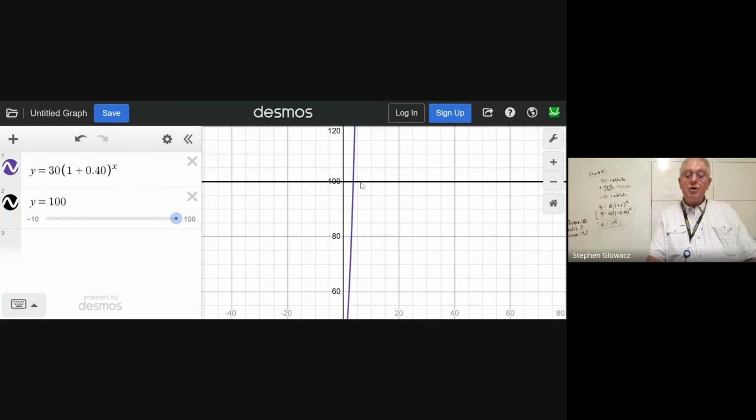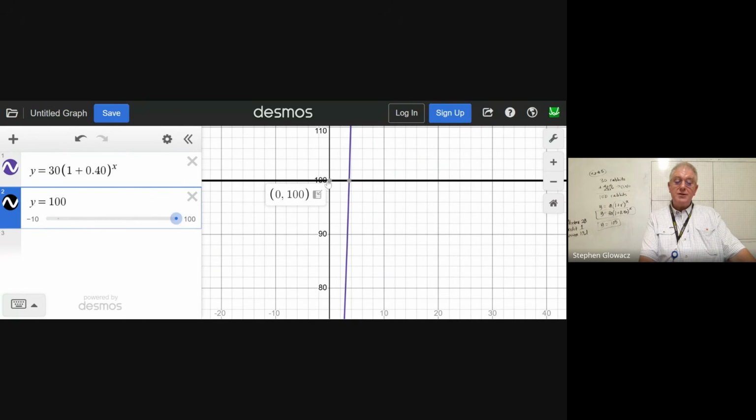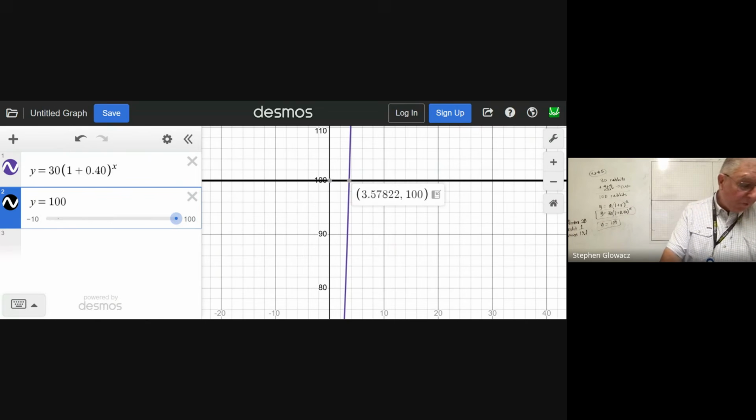We'll zoom in on that a little bit. What we're going to do is click on one of the graphs. We get a couple gray dots here. This one here on the y-axis, if we're close to the y-axis, is going to give us the y-intercept, but that's not what we're trying to find here. We're trying to find where they intersect. And where they intersect is right here at 3.57.